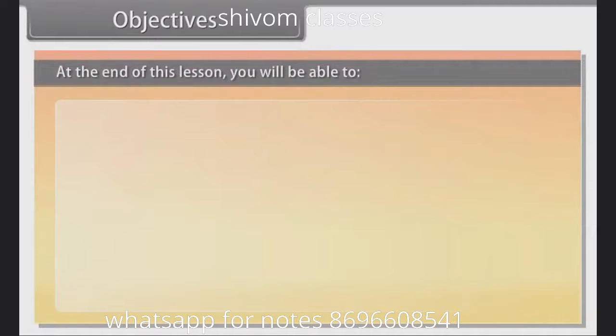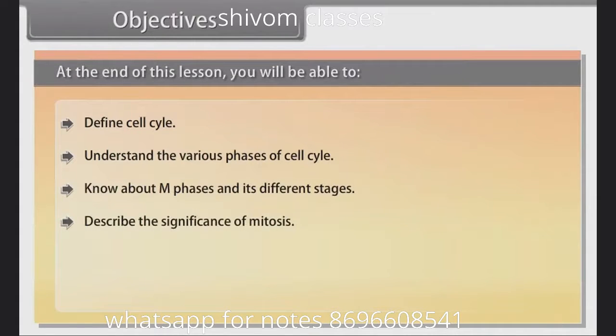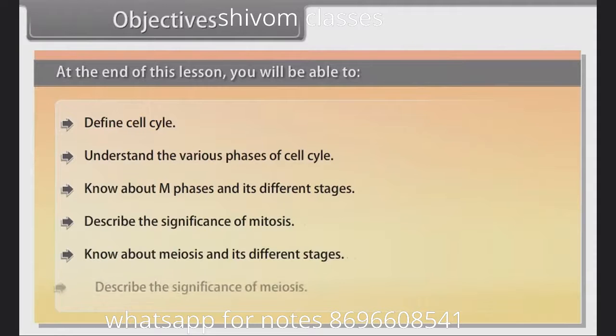At the end of this lesson, you'll be able to define cell cycle, understand the various phases of cell cycle, know about M phase and its different stages, describe the significance of mitosis, know about meiosis and its different stages, and describe the significance of meiosis.